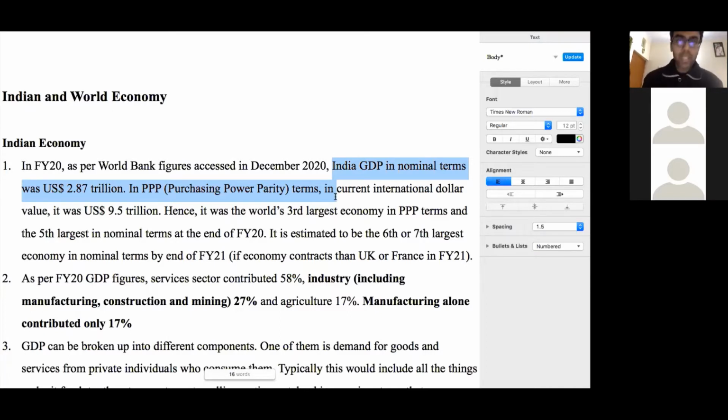Because it is nearly 3.5 times, that is why that 3.2 to 3.3 exchange factor is multiplied with this 2.87, and we get this figure of 9.5 trillion. So if you multiply that 3.2, 3.3, or roughly around 3.5, you arrive at this figure of US dollar 9.5 trillion, which is the GDP of India in terms of purchasing power parity. That is US dollar 9.5 trillion.